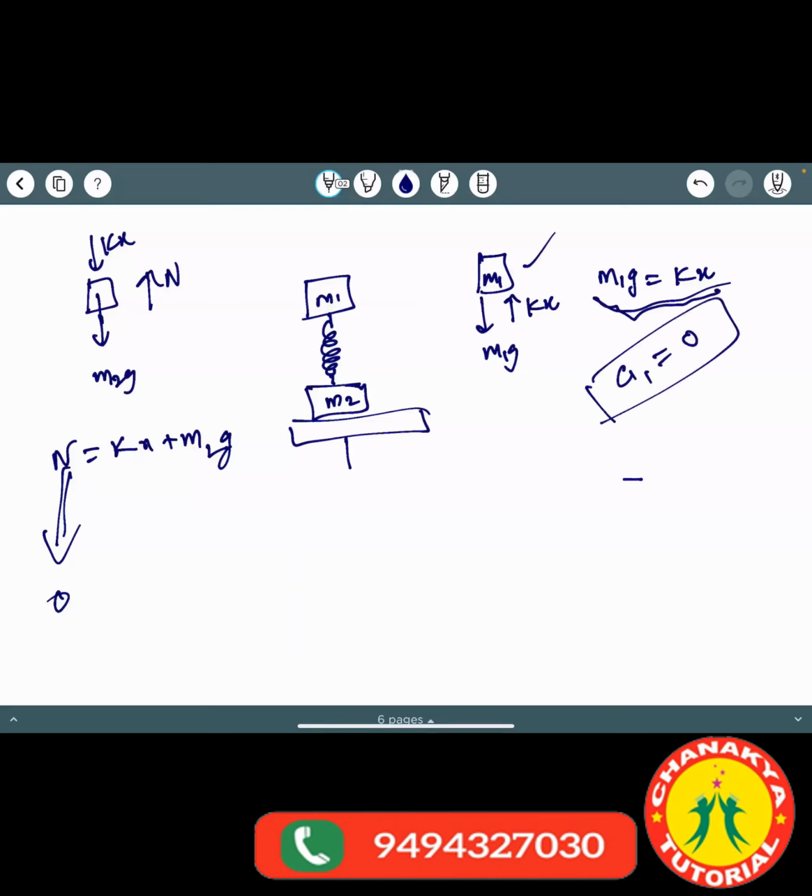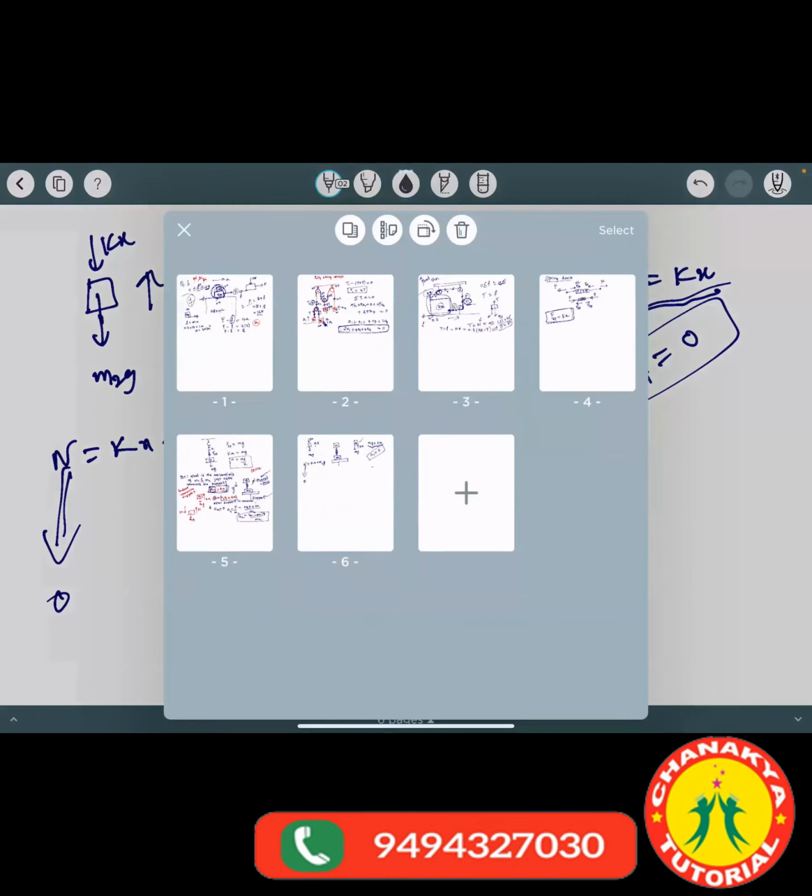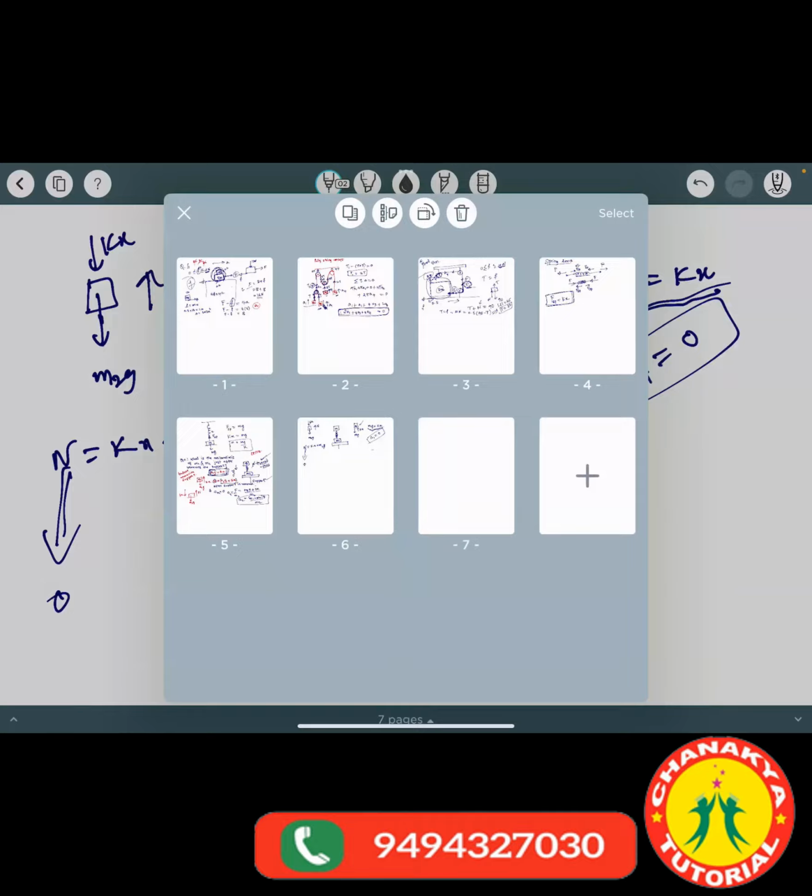Now you understood? Yes, sir. Shrita, you are clear? Yes, sir. Xavier is not there. Okay. So you guys understood now, the spring.